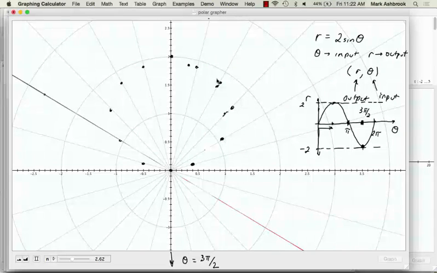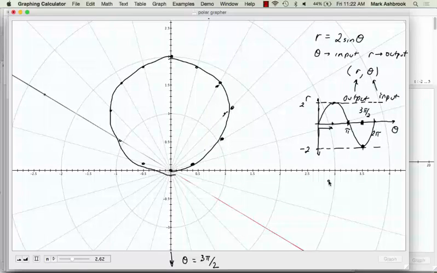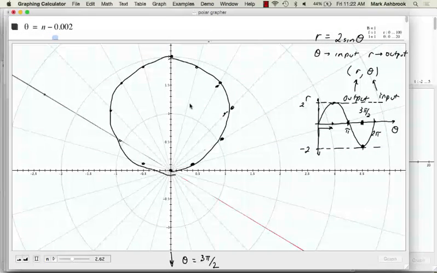Okay, but are these the only points on the graph? Yes, this was just our way of getting the idea. So what do we think? Something like this, right? Isn't it kind of like a heart? Isn't it pinched off in the middle? Okay, so let's have the technology do it and see what we got. Okay, so we know it's something like this.